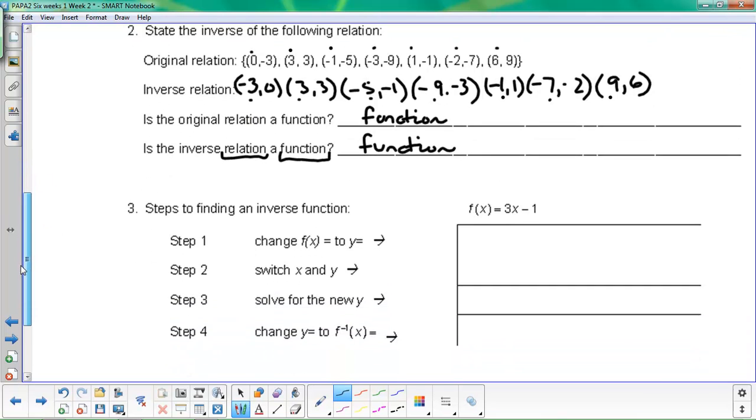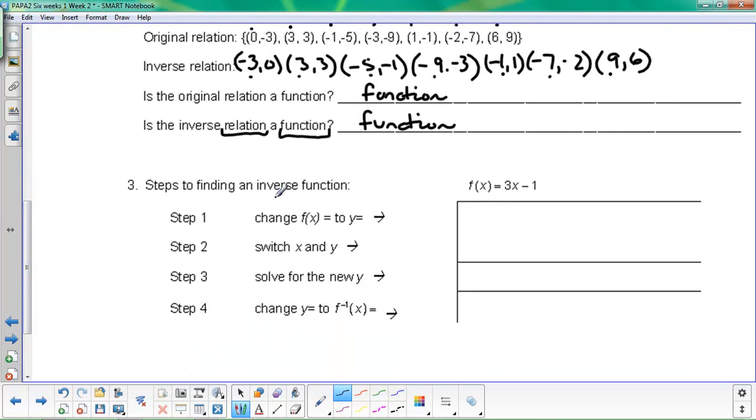Alright, steps for finding an inverse function. Step 1, change f of x to y. Remember, f of x and y are exactly the same thing. 3x minus 1. Switch x and y. So x equals 3y minus 1. Solve for the new y.